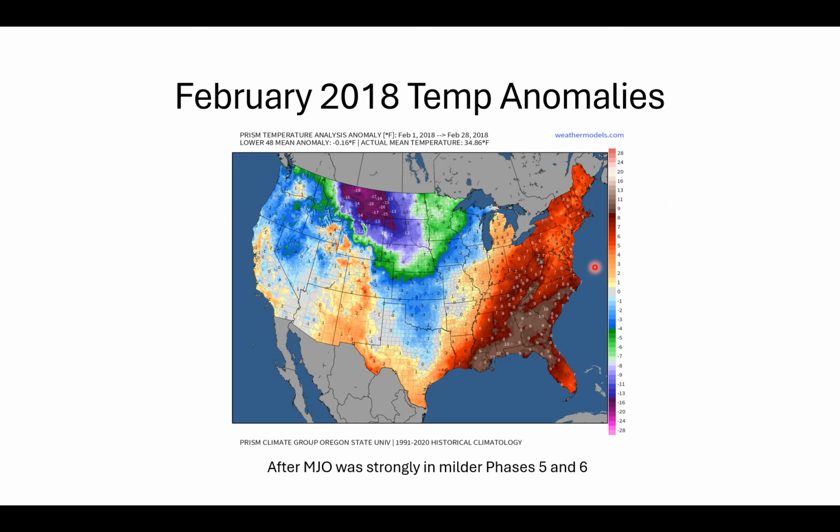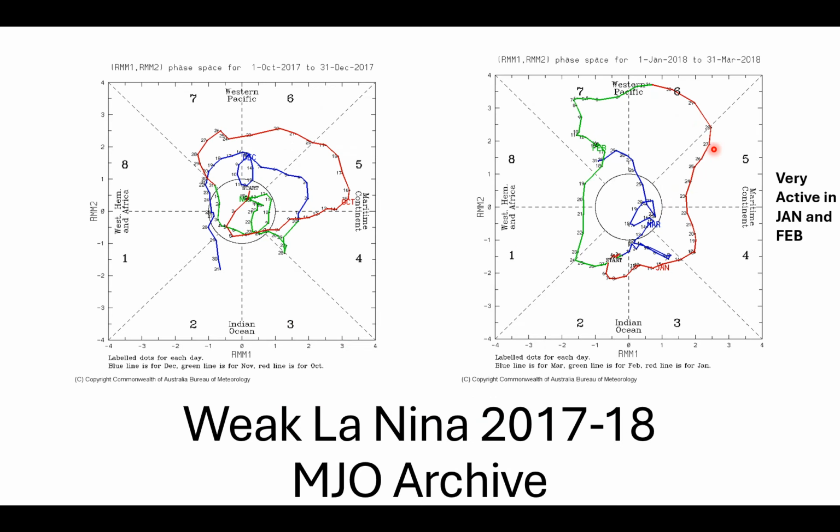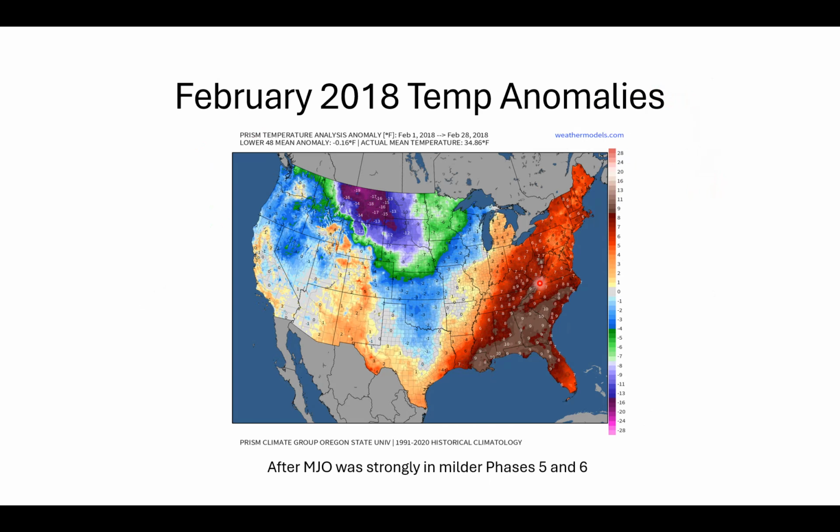So after the MJO went up into phases 5 and 6, got really strong from the 22nd of January right on through the 31st of January, this was what followed across the east. Look how above normal temperatures are from Maine all the way down to Florida. I mean, this is really interesting, isn't it?